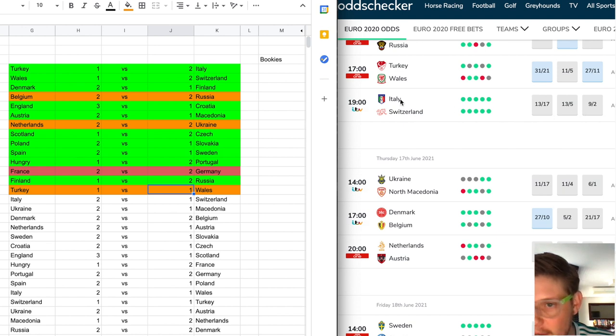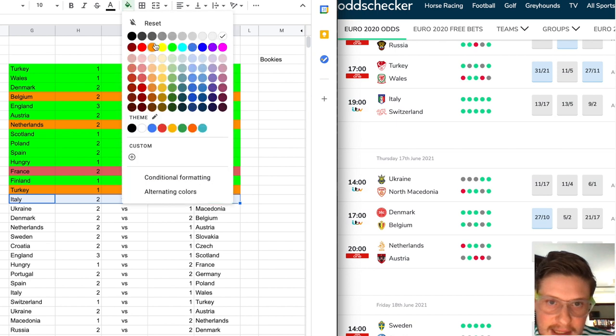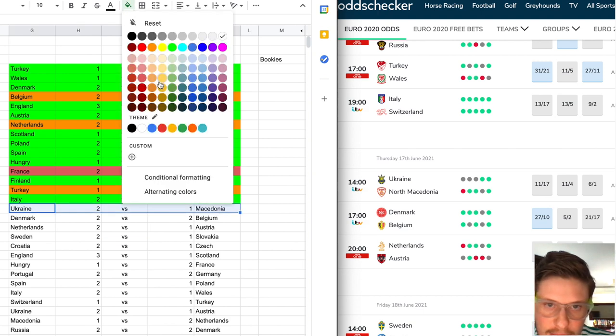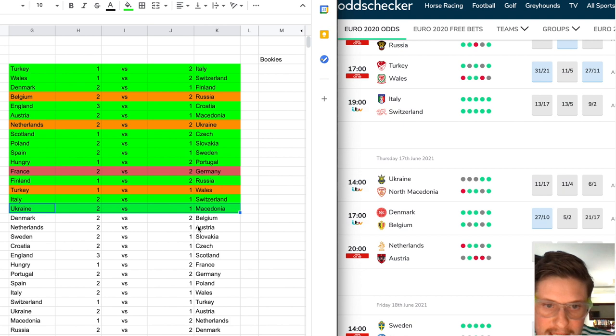Italy, yeah, Italy's the favorite. We've got Italy also as the favorite. Fantastic. Another little green one. Ukraine, I think, Ukraine is favored over Macedonia. There we go. Denmark, Belgium, like I say, once again, they're probably going to be favoring Belgium.